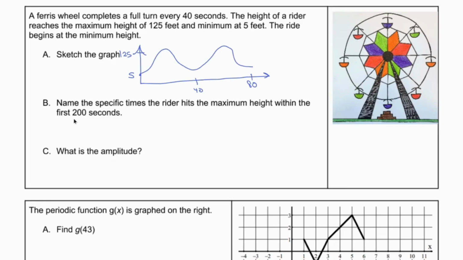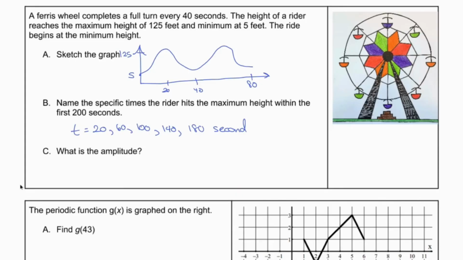Name the specific times the rider hits the maximum height within the first 200 seconds. All right, so if it starts at the bottom, then halfway through its first rotation is where it's going to hit. So it's going to be 20 seconds and then 40 seconds after that. So we'll say time is going to equal 20. Then 40 seconds after that is going to be 60. Then 40 after that is going to be 100. Then 40 after that is 140. Then 40 after that is 180 seconds. And then it won't happen again before 200 seconds.